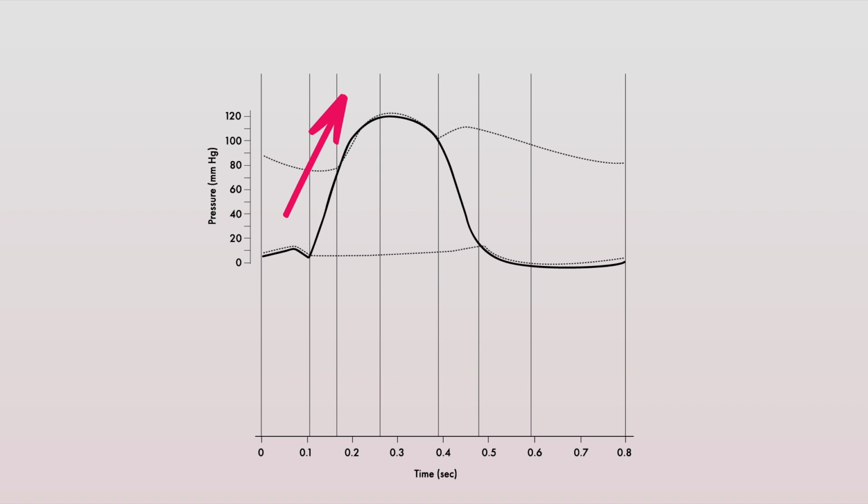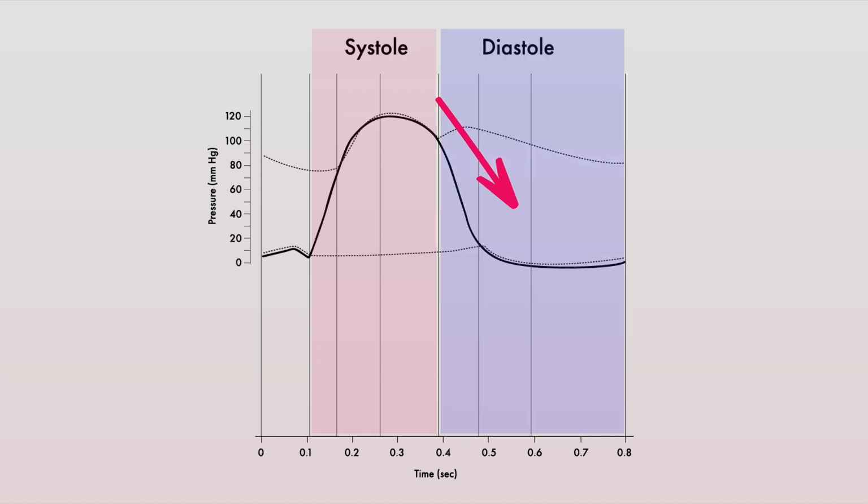This coincides with the contraction of the ventricles and ejection of blood that occurs during systole, and the resulting fall in pressure occurs during relaxation of the ventricles and ventricular filling during diastole.